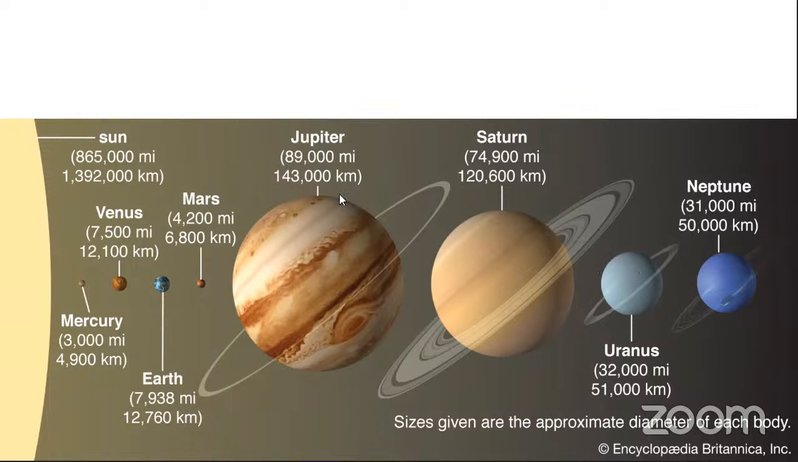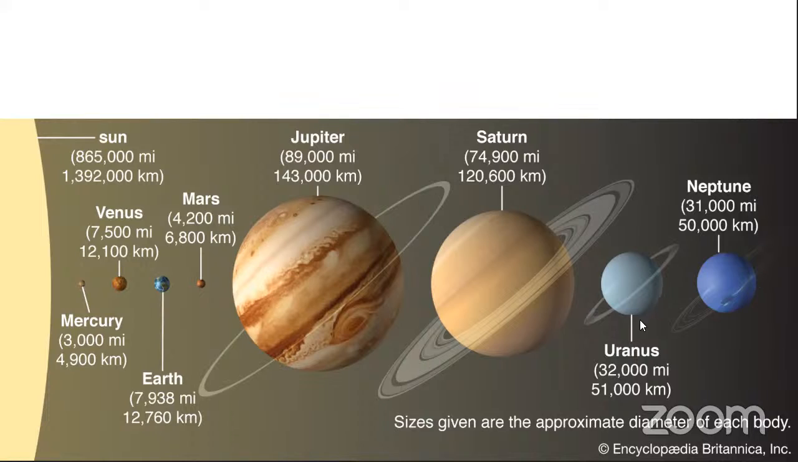Uranus is about 51,000 kilometers, roughly 50,000, while Jupiter is 143,000 kilometers and Saturn about 120,000 kilometers. The last two are 50,000 kilometers, so the larger ones are almost four times bigger than these.